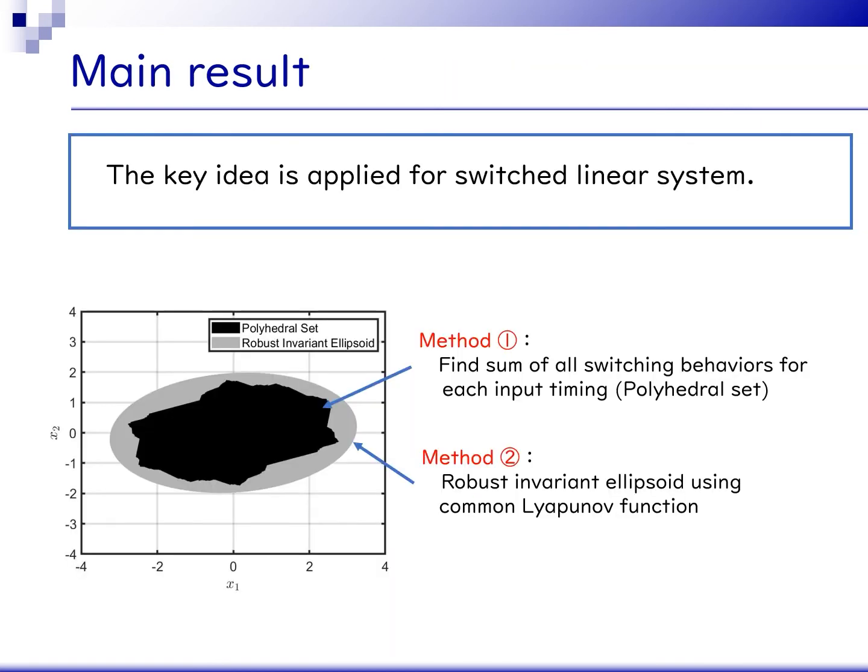This slide shows the main result. The key idea is applied to the switched linear system. In method 1, find the sum of all switching behavior for each input timing. A polyhedral set can be obtained. In method 2, a robust invariant ellipsoid using a common Lyapunov function is used for each switching behavior.